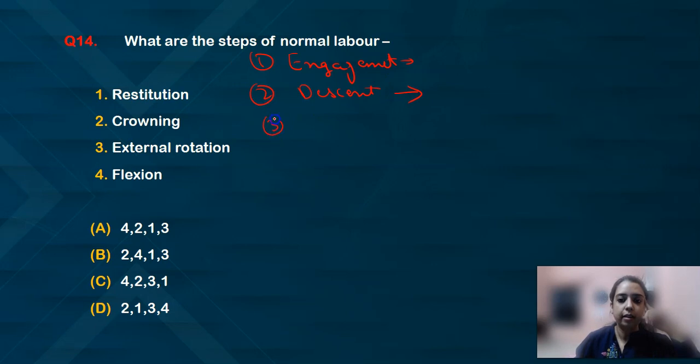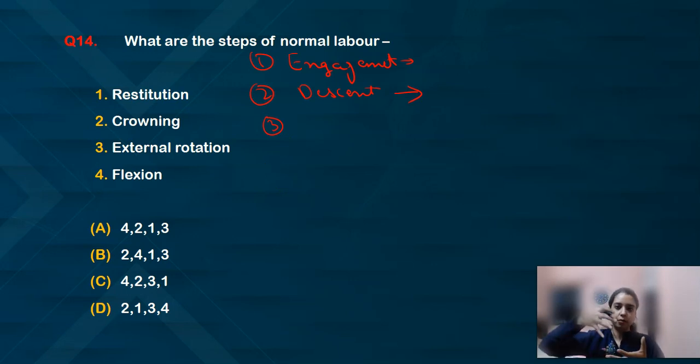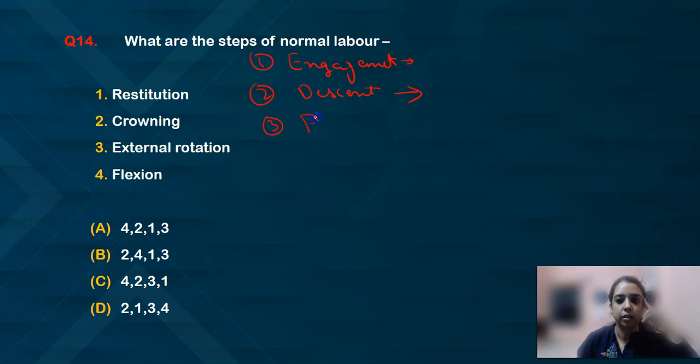Now as soon as descent occurs, the fetus reaches the pelvic floor. It encounters the pelvic floor muscles. As a result of encountering that muscle, it flexes. So next is flexion. And why is this flexion occurring? So that the smallest diameter could come in the pelvis. Okay, so this flexion occurs.